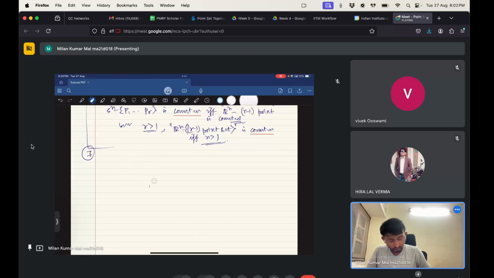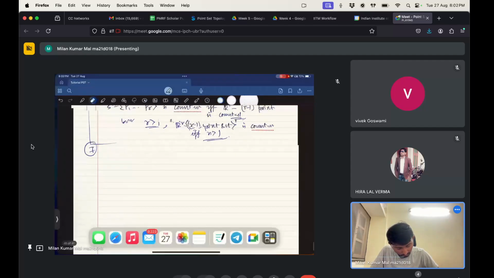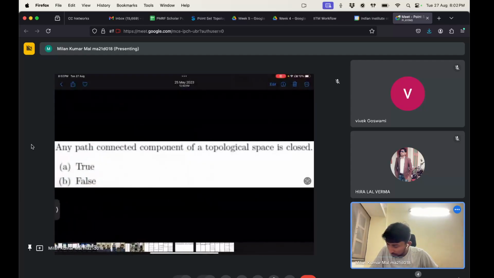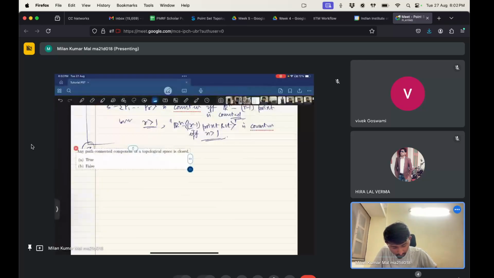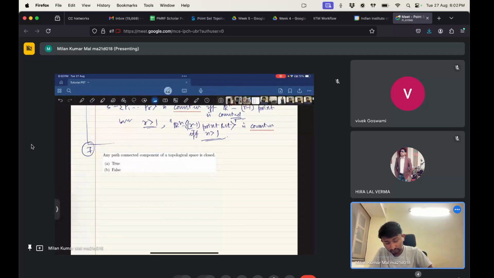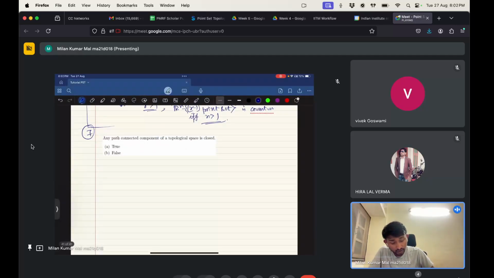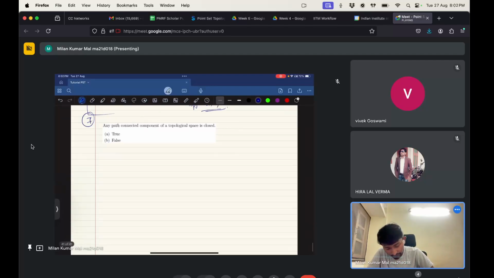Okay. The next problem is: is any path connected component of a topological space closed or not? The answer is false. Why is this false? The question is that any path connected component of a topological space is closed. This is true or false?